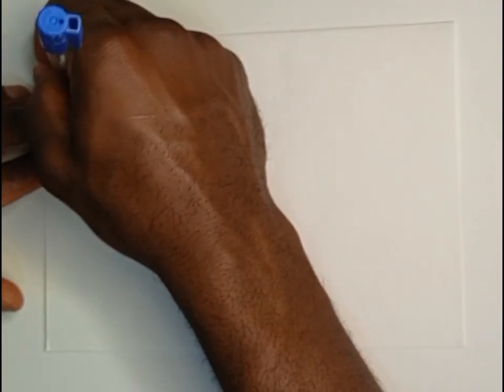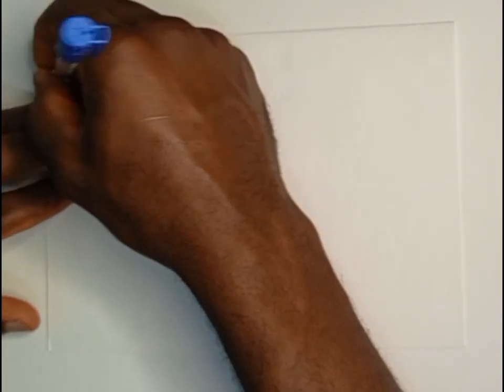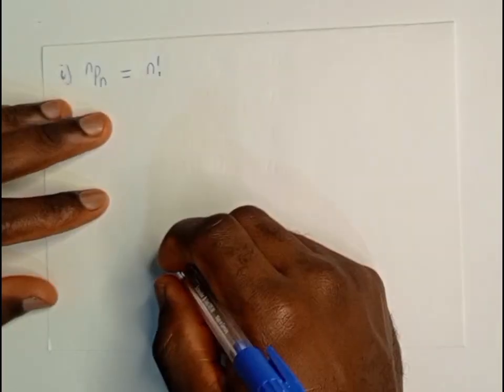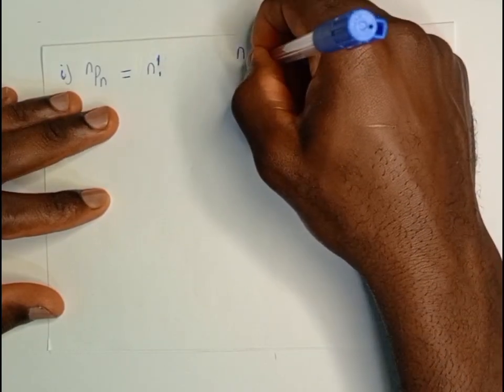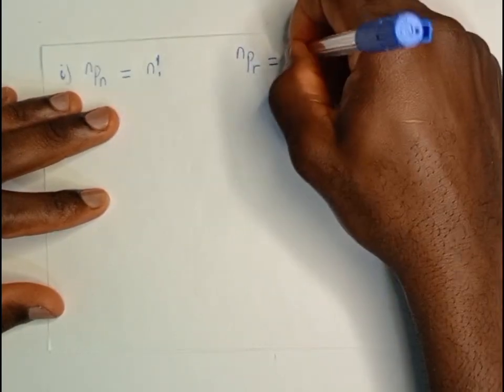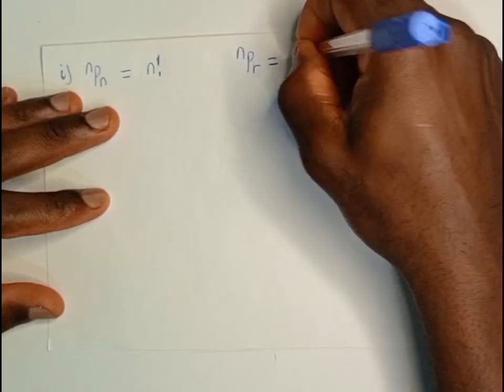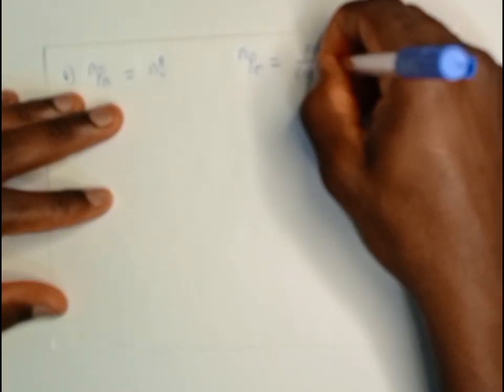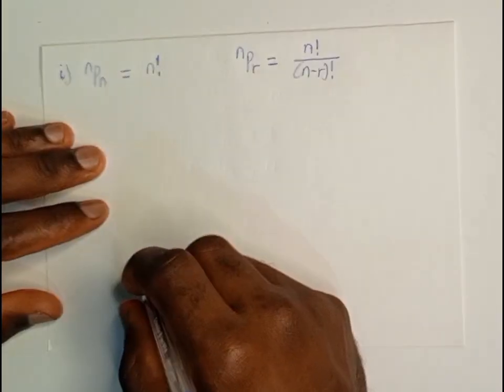We have to show that nPn is equal to n factorial. nPr is simply equal to n factorial all over n minus r factorial.